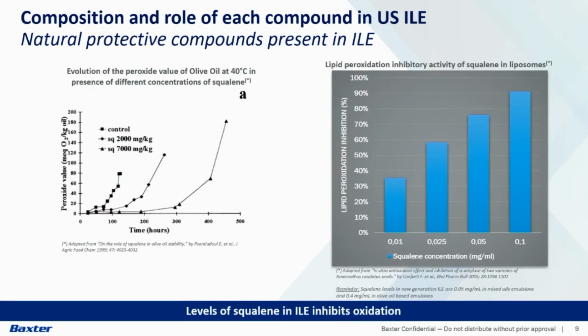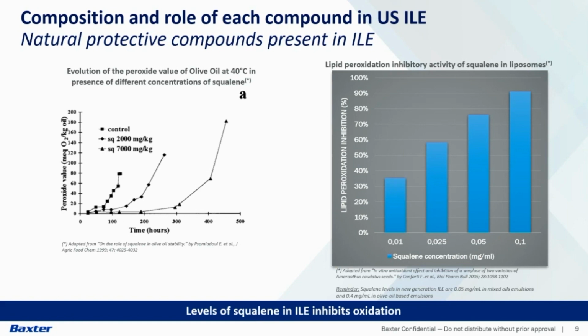On this slide, you can see two concrete examples of the importance of squalene in ILE. The first study, on the left, from Somaidal, has studied the evolution of the peroxide value in olive oil at 40 degrees Celsius in presence of different concentrations of squalene. This study has shown that the peroxide value increased slower with increased levels of squalene in the olive oil.